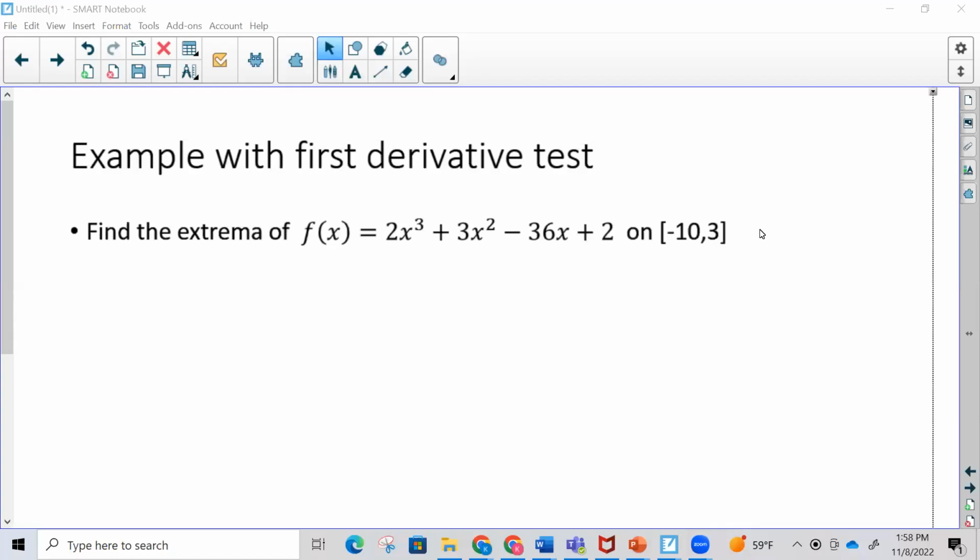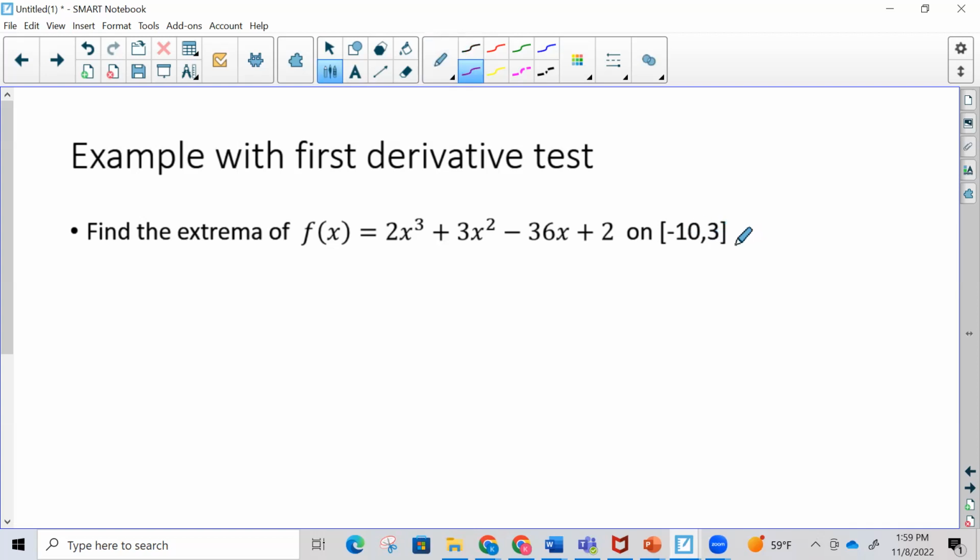So in this video, we're going to look at finding maxes and mins when we have an interval, so that we have endpoints. So again, we're always going to use the first derivative test if we have an interval, because we have endpoints where it starts and stops. And endpoints are always either maxes or mins. So if I want to find the extrema, we do the same thing.